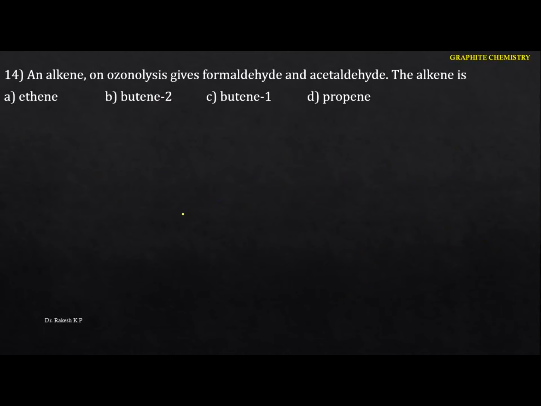An alkene on ozonolysis gives you formaldehyde and acetaldehyde. Now see the products you are going to get. One is formaldehyde, and the next is acetaldehyde. You have to identify how we got this compound. So let me indicate the carbonyl group in this form here, and here also we have a carbonyl group.